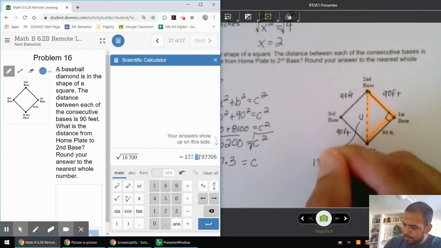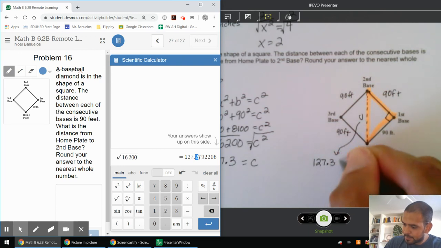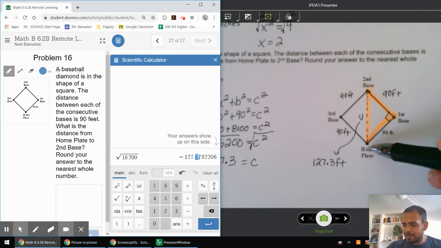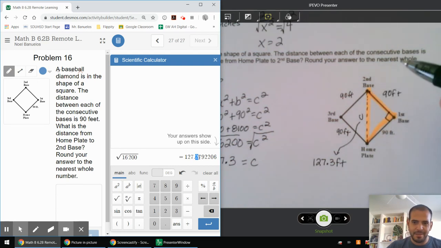For anybody who plays baseball, if you're a catcher, the distance that a catcher throws from home to second on a steal is about 127 feet. Okay, so hopefully the lesson was easy to follow.